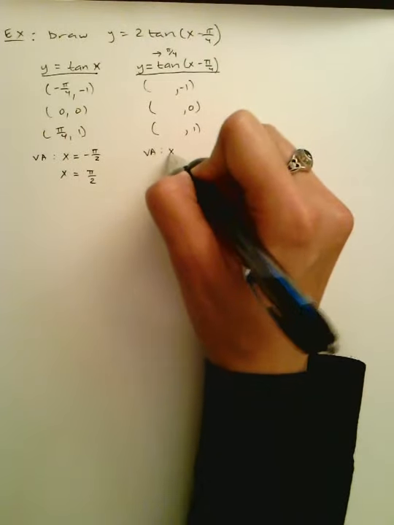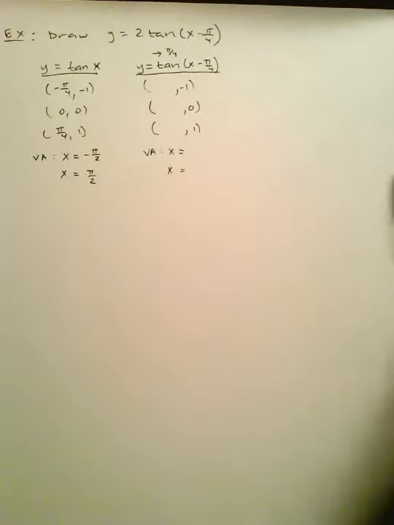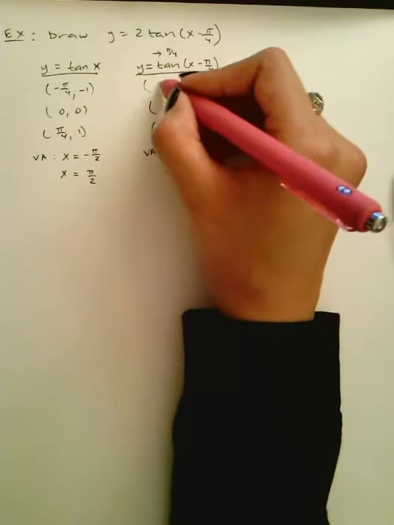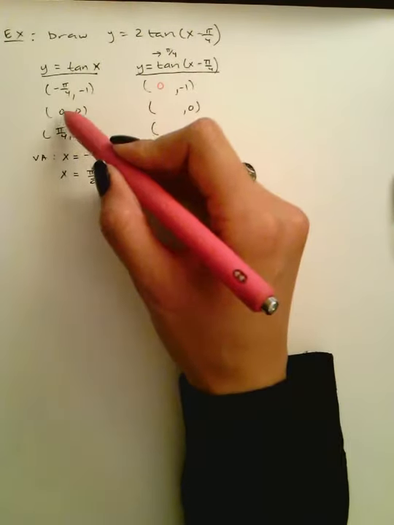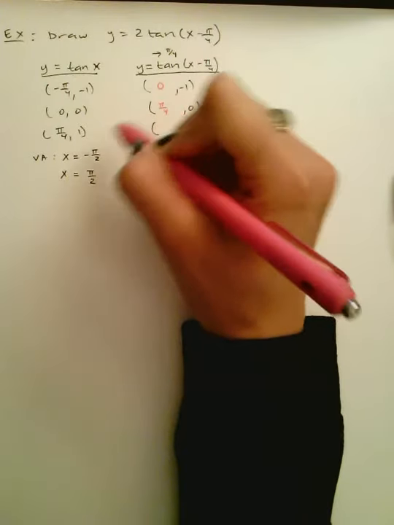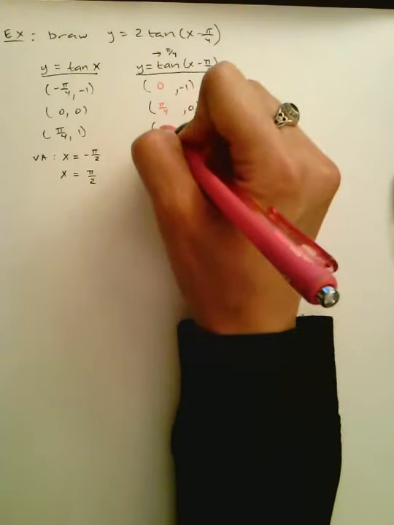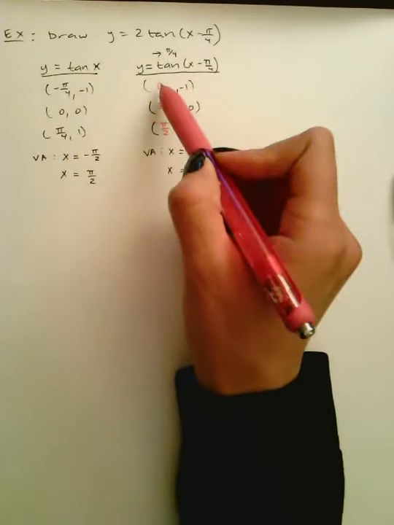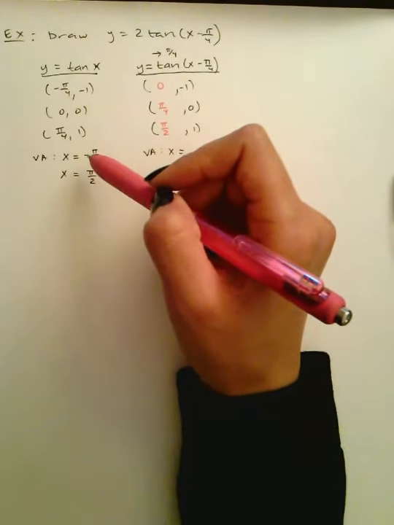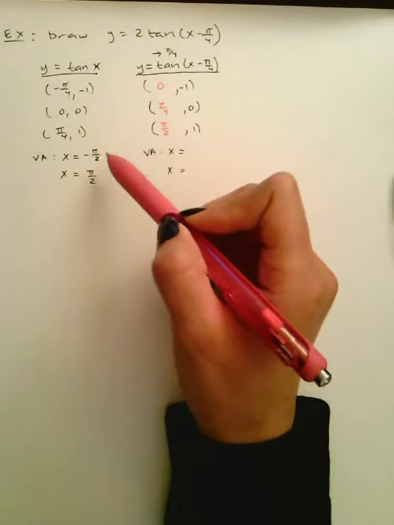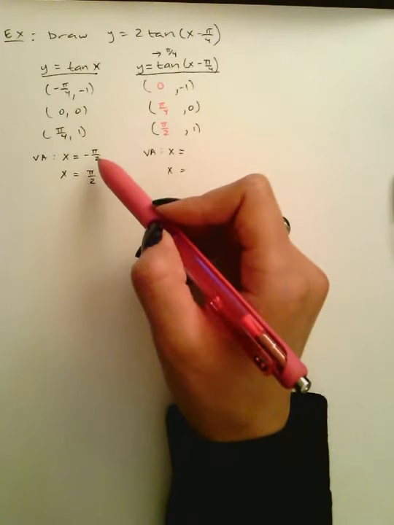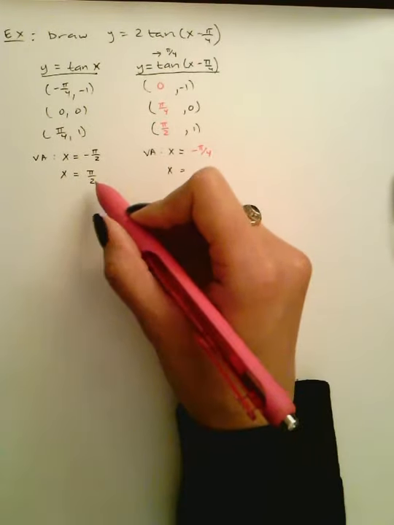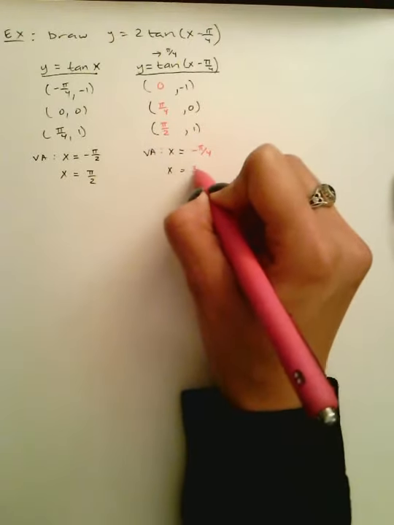We're going to add that pi over 4 to each of them. For the first one, negative pi over 4 plus pi over 4 gives me 0. For the second one, 0 plus pi over 4 gives me pi over 4. Then pi over 4 plus pi over 4 gives me 2 pi over 4, so that gives me pi over 2. Now I'm going to take the negative pi over 2 and add pi over 4, which gives me negative pi over 4. And pi over 2 plus pi over 4 gives me 3 pi over 4.